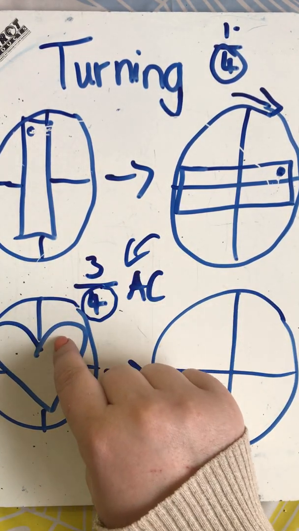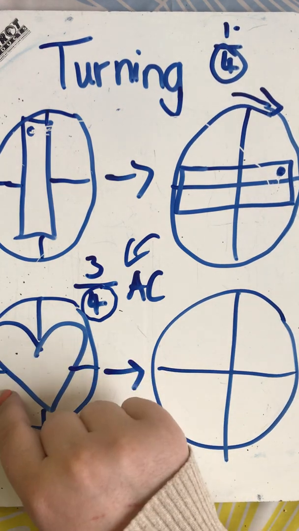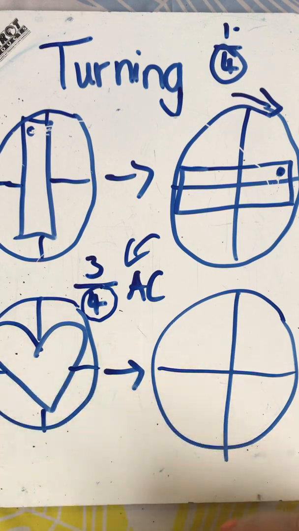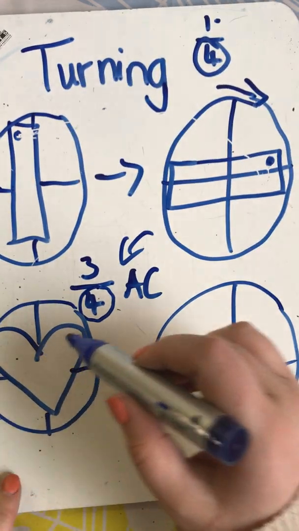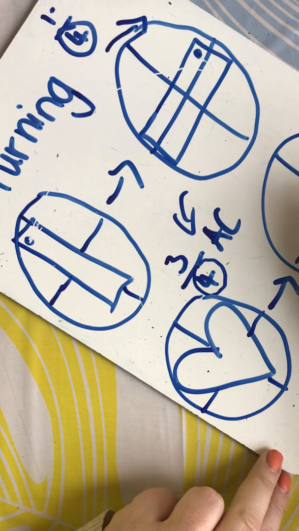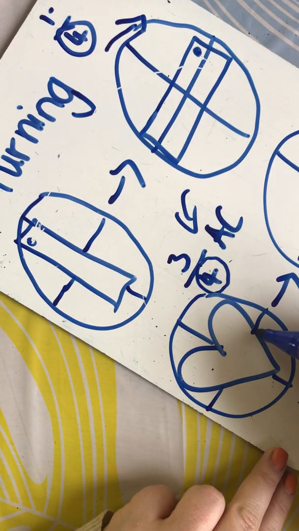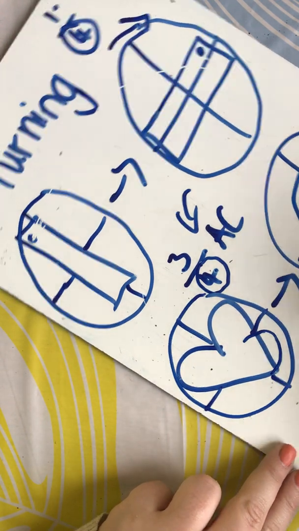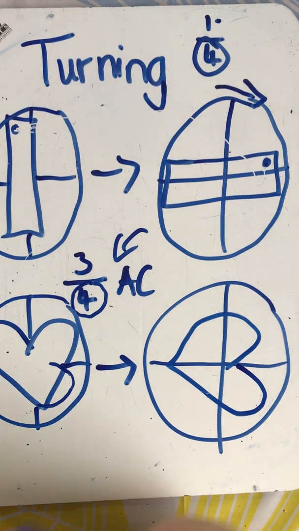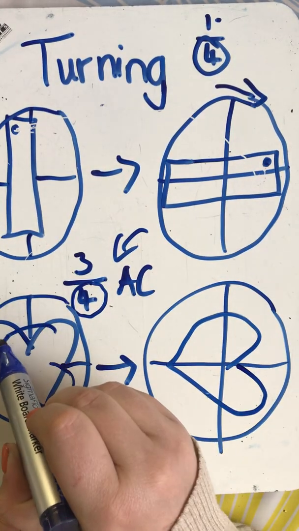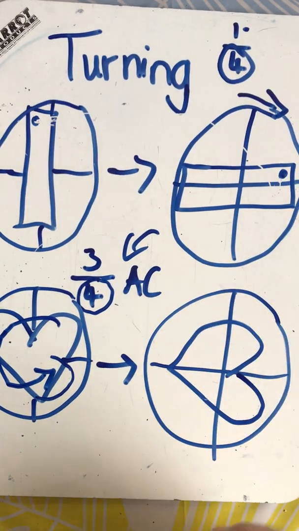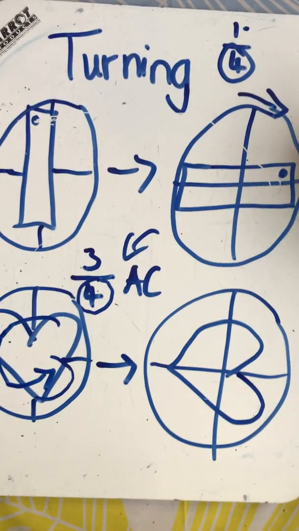So now I go, okay, 1, 2, 3. So that means this bubble will now have to be here, because remember I wanted this side of the heart to be here now. So I just turn and I draw it like that. And that means it went 1, 2, 3/4 of the way anti-clockwise.